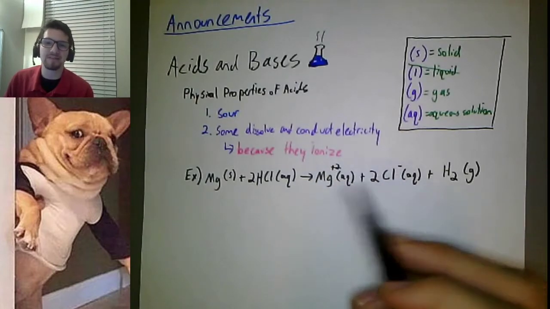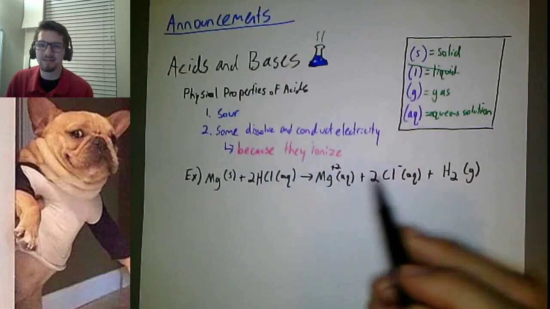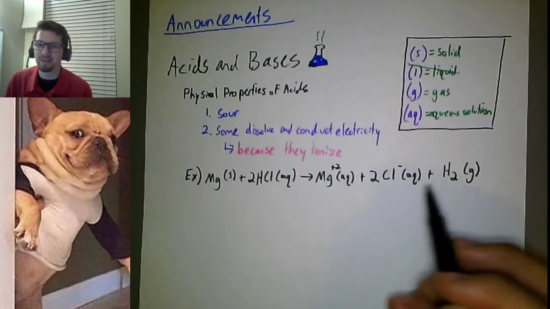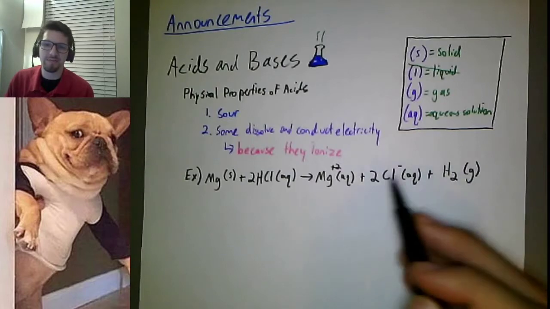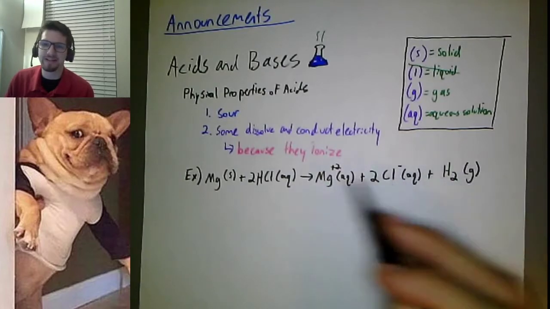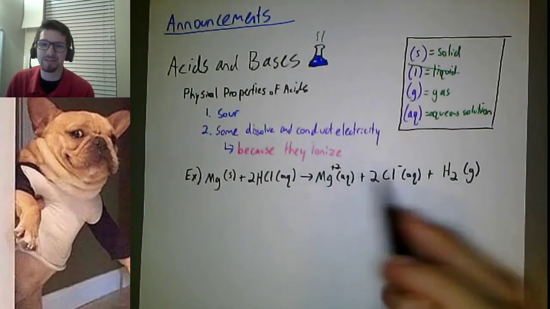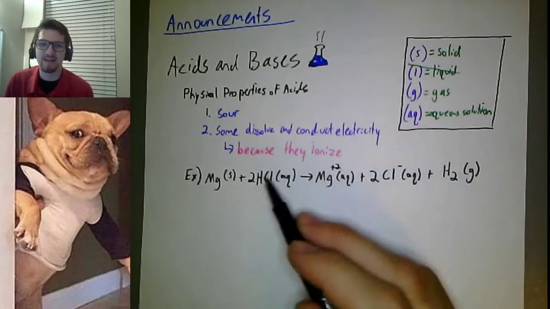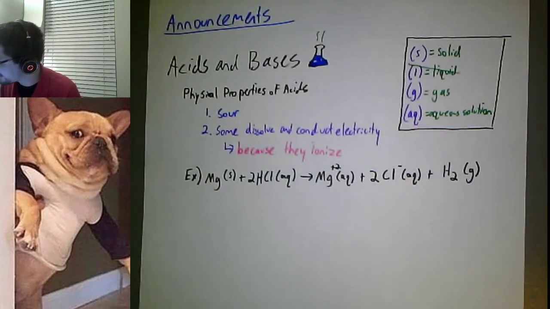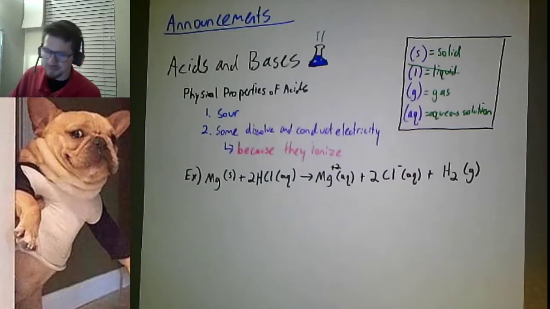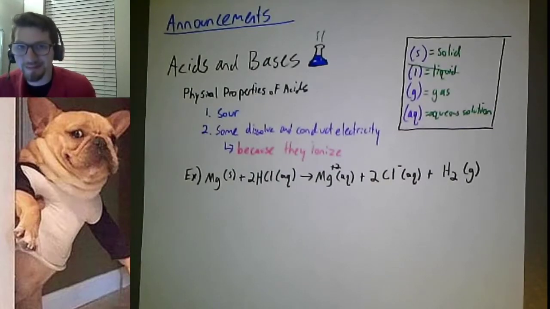And then what happens is our acid breaks apart. When they ionize, this is what we mean. You end up separating these pieces and making highly charged pieces out of the pieces that were together and happy. Okay, so let's talk about bases.